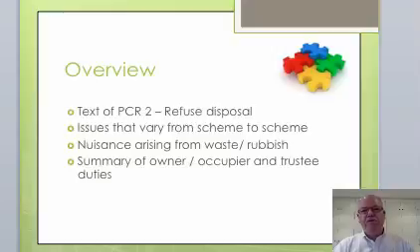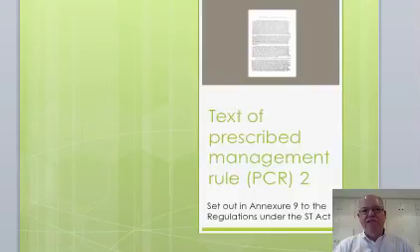To give you a quick overview, I'll first concentrate on the text of prescribed conduct rule 2, then touch on some issues that vary from scheme to scheme. I will look at the nuisance arising from waste and rubbish and finish off by a summary of both owner and occupier duties and trustee duties.